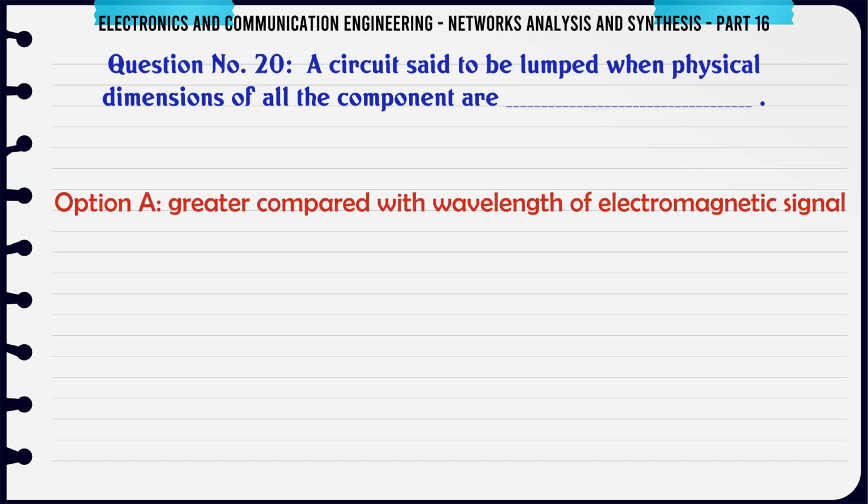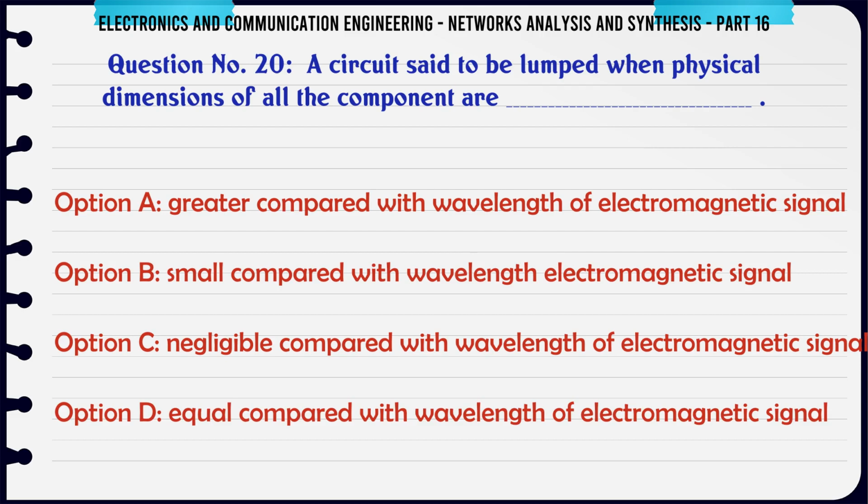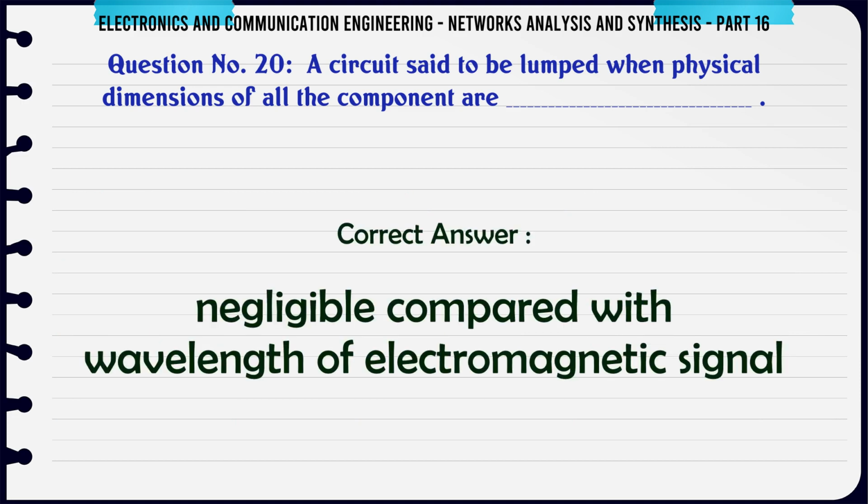A circuit is said to be lumped when physical dimensions of all the components are A greater compared with wavelength of electromagnetic signal, B small compared with wavelength of electromagnetic signal, C negligible compared with wavelength of electromagnetic signal, D equal compared with wavelength of electromagnetic signal. The correct answer is negligible compared with wavelength of electromagnetic signal.